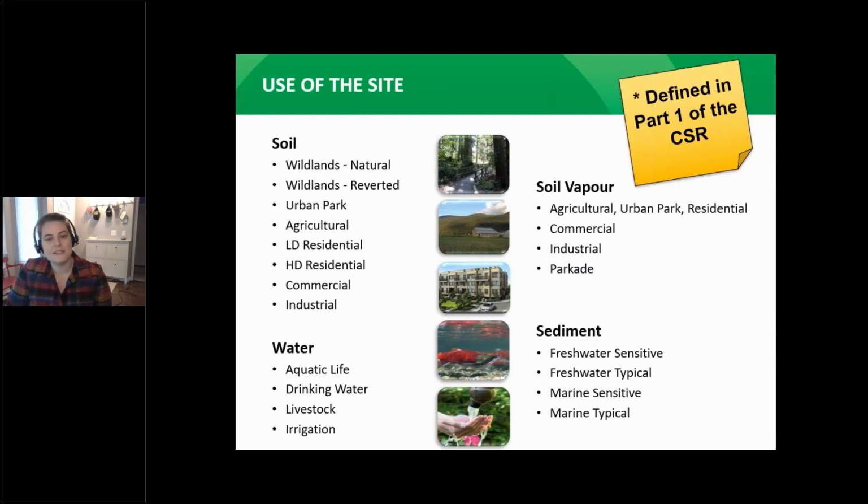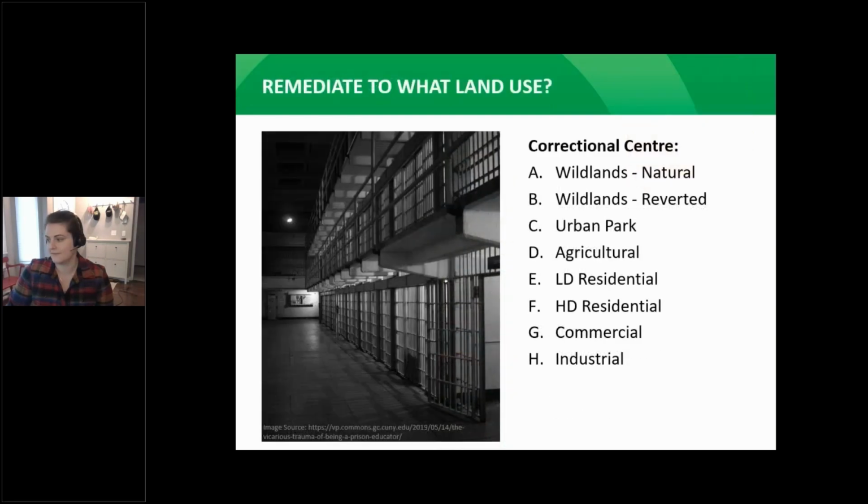There are several site uses that may be especially difficult to categorize, so I'll provide a few examples on the next slides. Next slide, please. For example, what land use, that is soil use, should a correctional center be remediated to? Next.